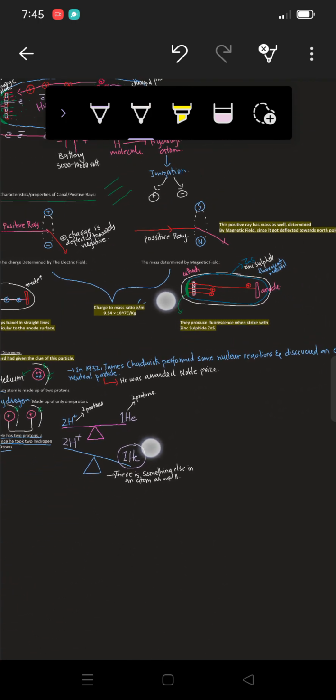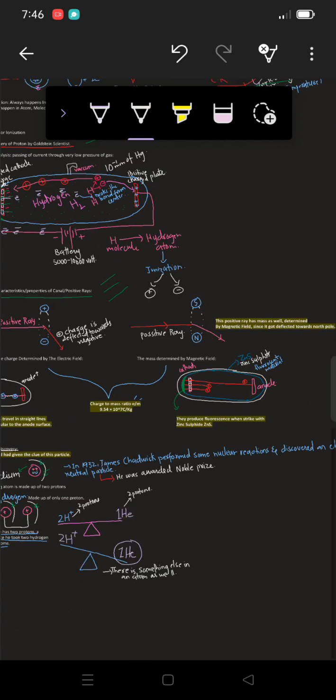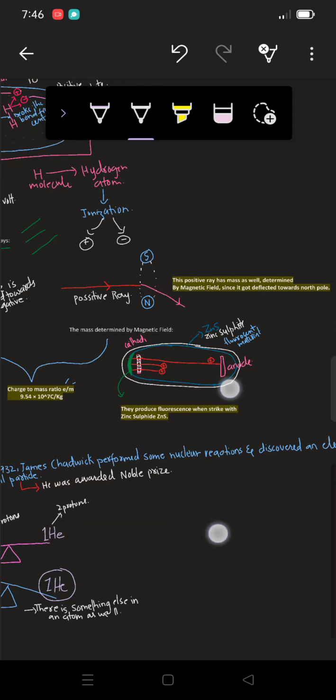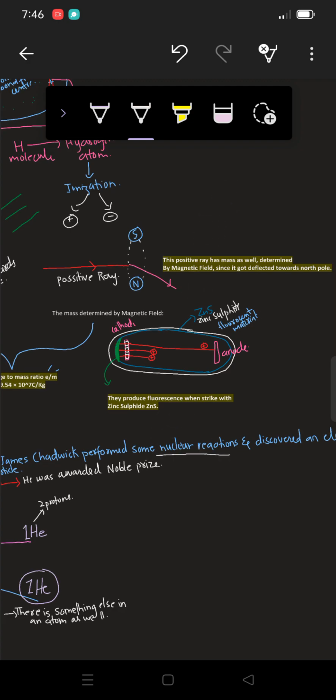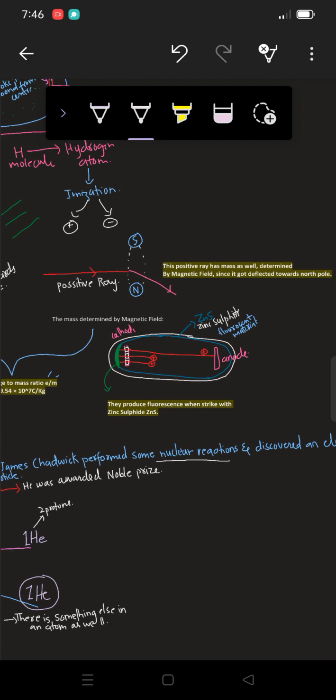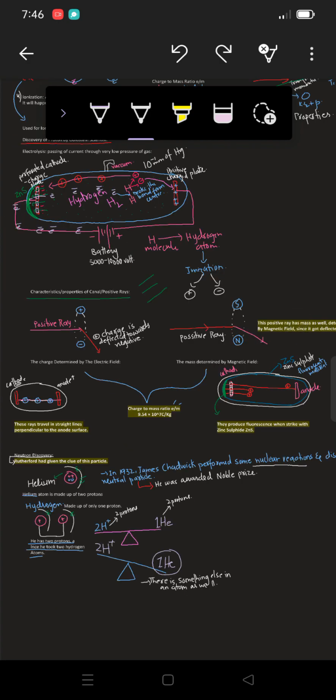Now see, in 1932, James Chadwick performed some nuclear reaction. Now he did not take the discharge tube, since those two particles were discovered in the discharge tube, Crookes tube. But he did something very unique. What did he do? He took nuclear reactions, right? And he discovered the particles which were electrically neutral, right?